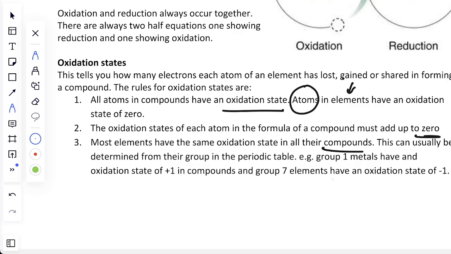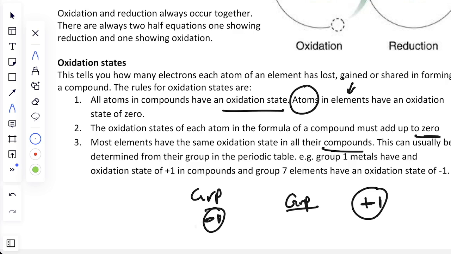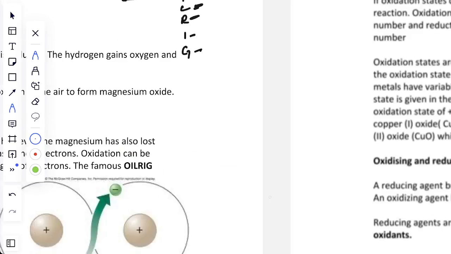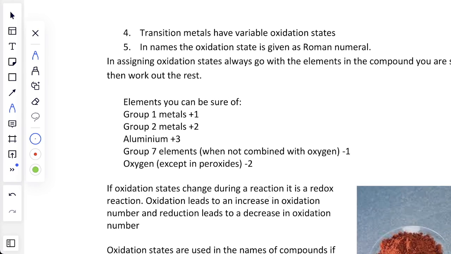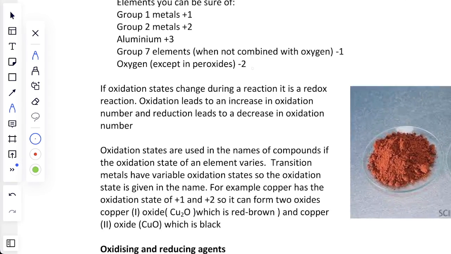Most elements have the same oxidation state in their compounds. For example, a group 1 metal has an oxidation state of +1 because it loses 1 electron, hence the ion will be +1. If it's group 7, it has an oxidation state of -1. This is how we decide whether it is oxidation or reduction. Now, transition metals have variable oxidation states. We discussed this when we talked about metals. These oxidation states change during chemical reactions.